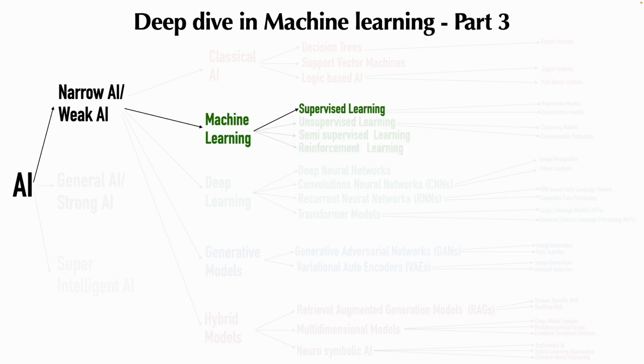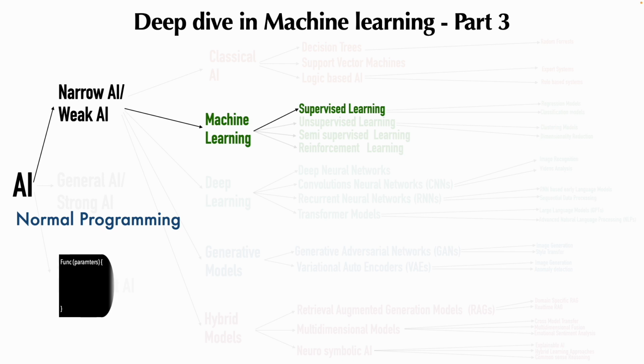Let's start with something familiar, that is normal programming. Here we write the function, which is the code. We provide a set of inputs to that particular function. We decide what output is expected for a given set of inputs. This process is straightforward and predictable. However, in supervised learning, this process is inverted.